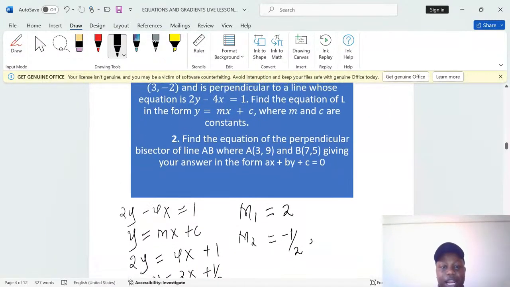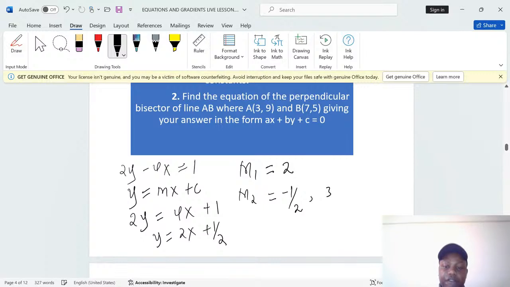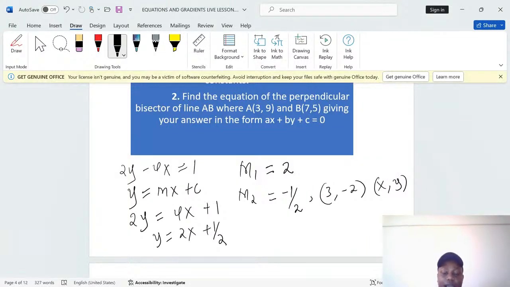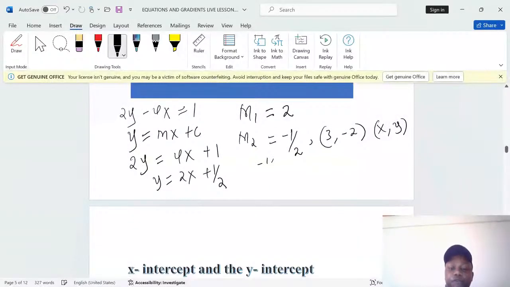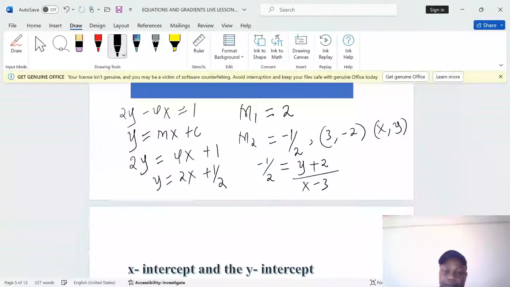Now we have the gradient and a coordinate. The provided coordinate is (3, -2). Then we let another coordinate be (x, y). With a coordinate (x, y), a provided coordinate, and the gradient of a line, we can get the equation. We express the gradient: -1 out of 2 equals change in y, so y minus -2, that becomes a +2, divided by change in x, x minus 3.